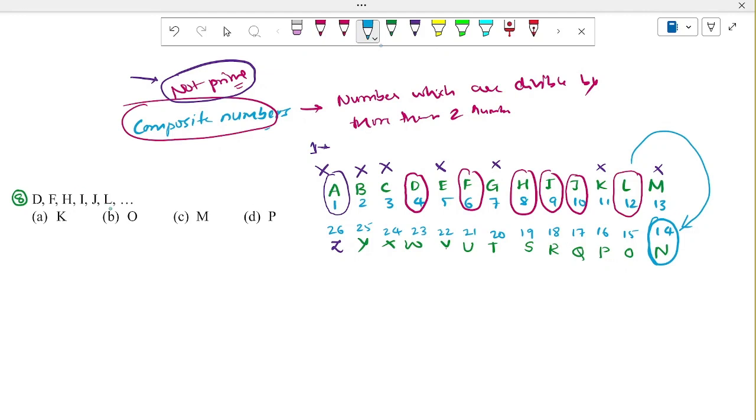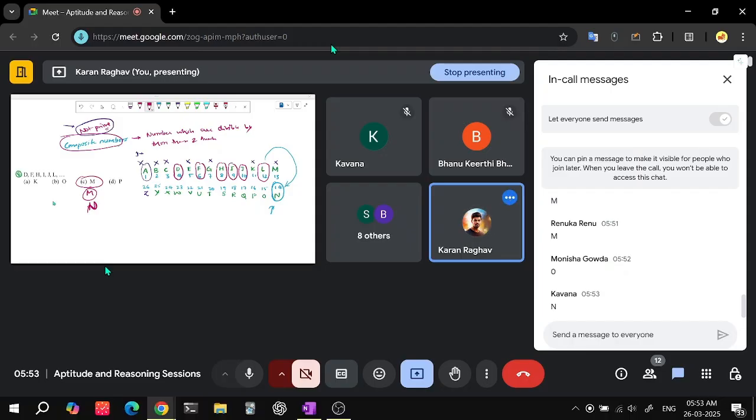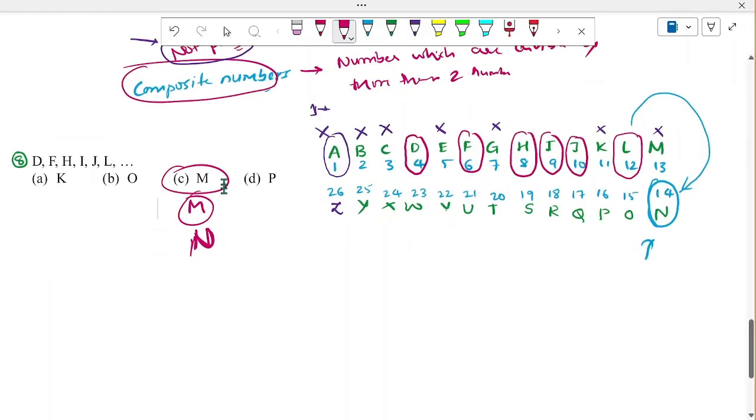So the answer is n, and in this case we do not have an option. So I think there is an error in this one. Most of you have given m. I know you have given m because it is the most suited answer, meaning the nearby answer. It should be n. Sometimes in the exams these things may happen. In that case you will get grace marks. Fine. Then we'll go for the next question.